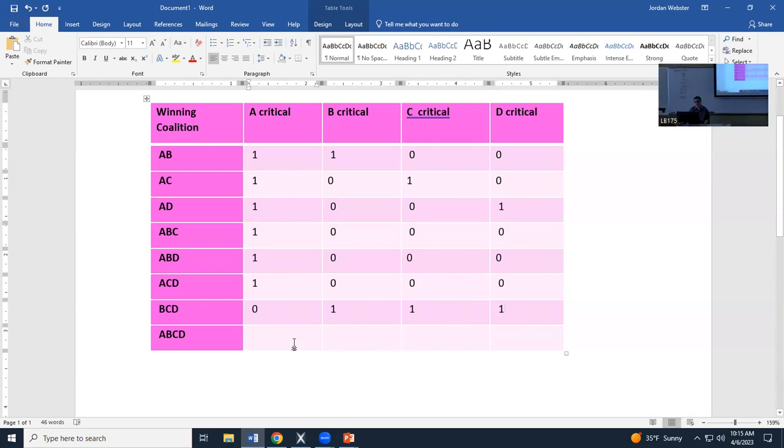And in that very last coalition with all 4 voters, if you drop A out, B, C, D still win, so A is not critical. If I drop B out, A, C, D still wins, so B is not critical. If I drop C out, A, B, D still wins, so C is not critical. And if I drop D out, I get A, B, C, that still wins. So D was not critical either. Okay.